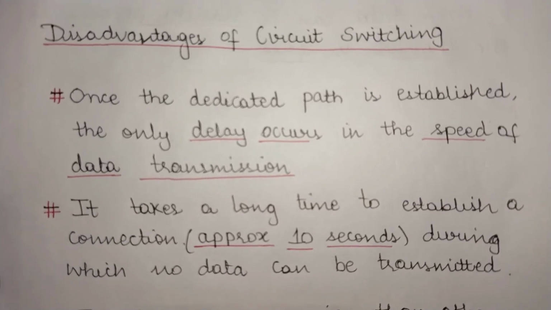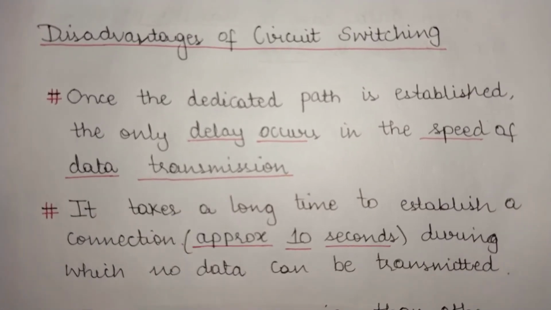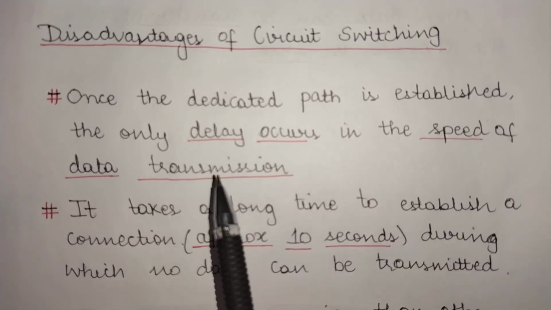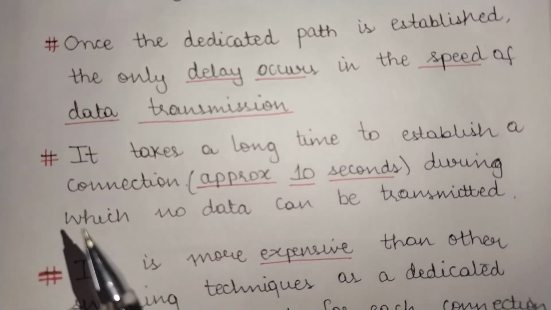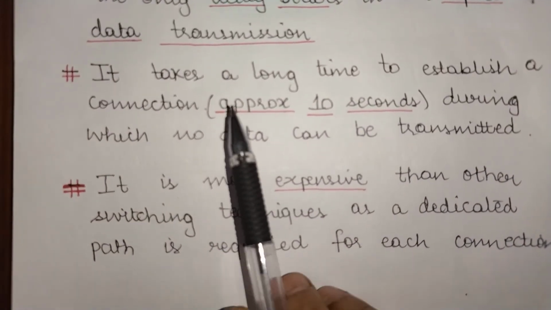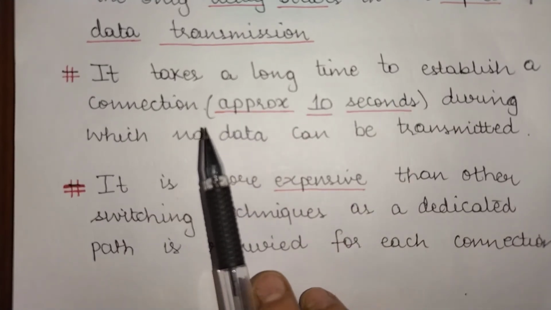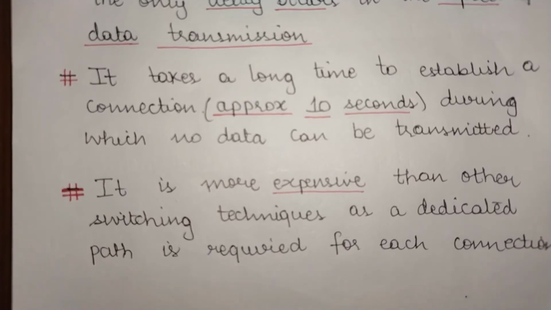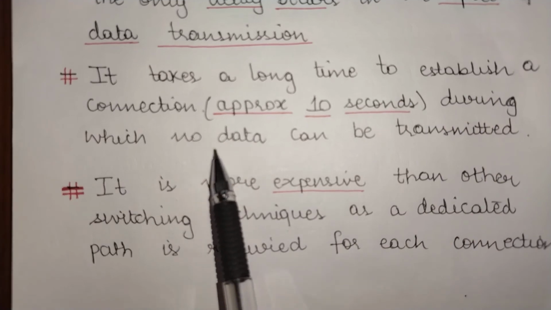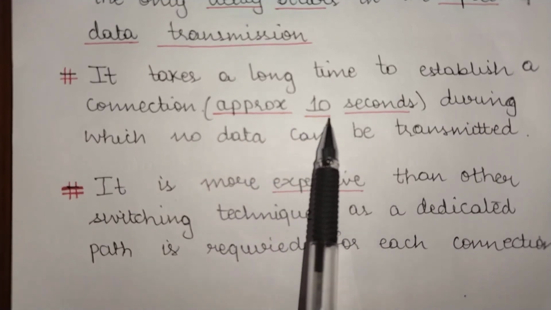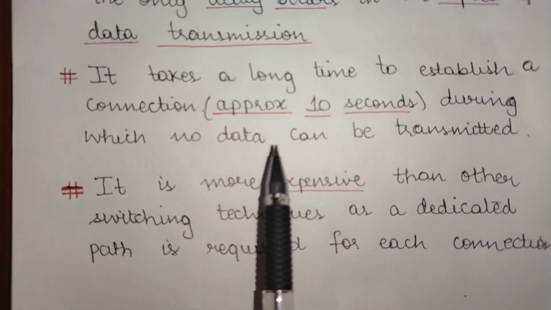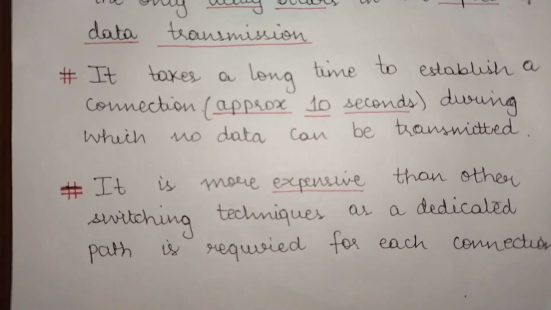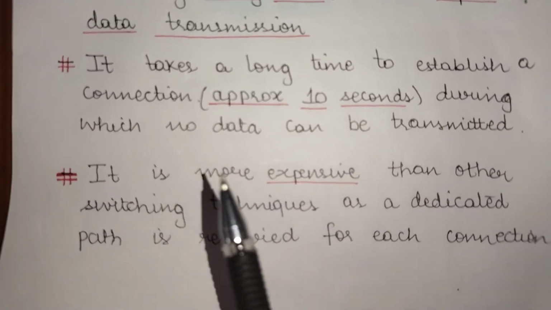Then if I talk of the disadvantages of circuit switching, the disadvantage is that once a dedicated path has been established, then delay occurs in the speed of data transmission, right? There is a delay in the speed of data transmission. Usually it takes a long time to establish a connection. Before actually transmitting the data, as I said, you have to first of all establish a dedicated path or connection. So the establishment of this particular connection takes a long time, approximately 10 seconds, during which, of course, you cannot transmit any data. During connection establishment, no data can be transmitted. So approximately 10 seconds are wasted.